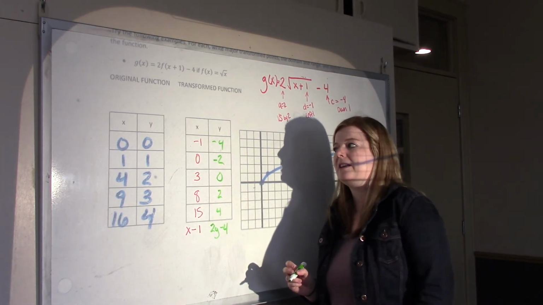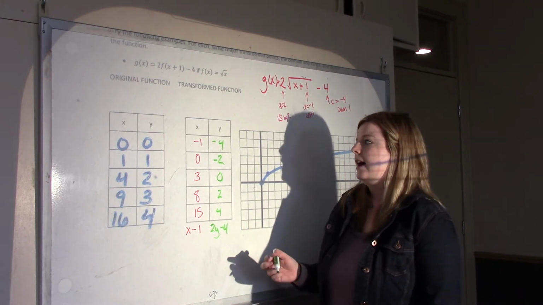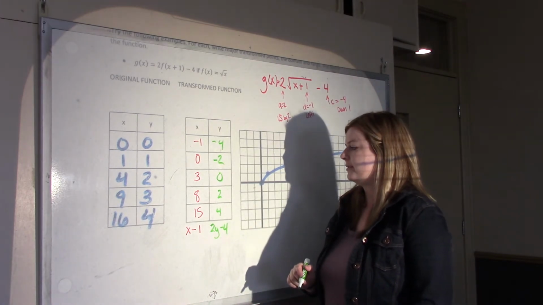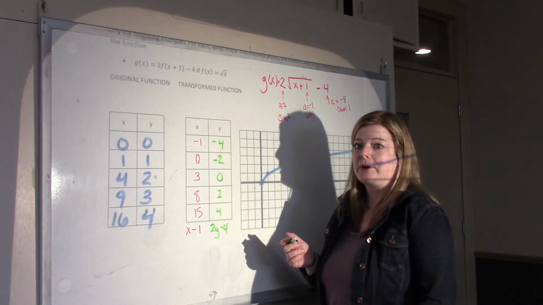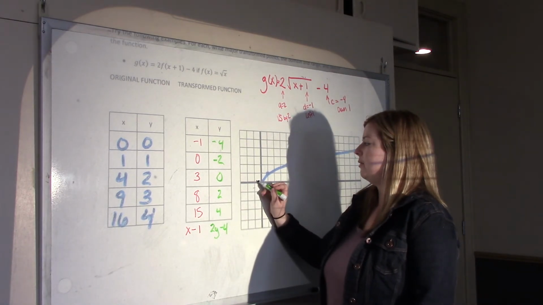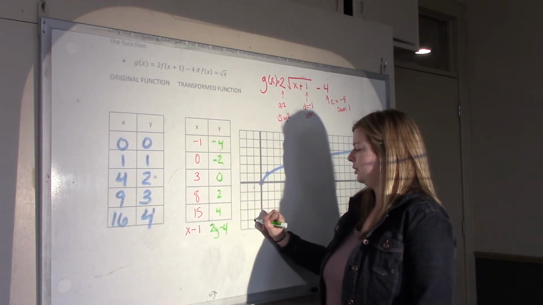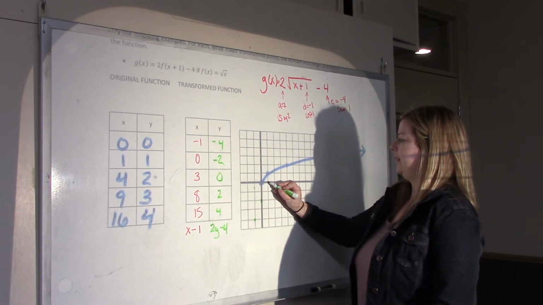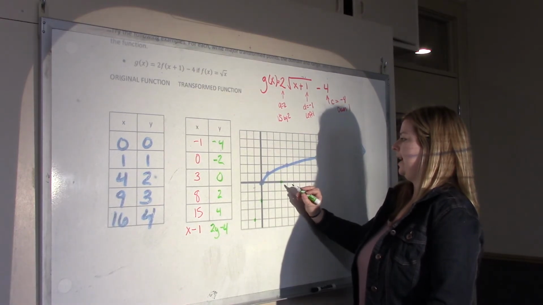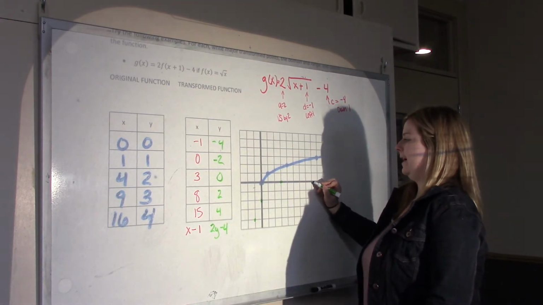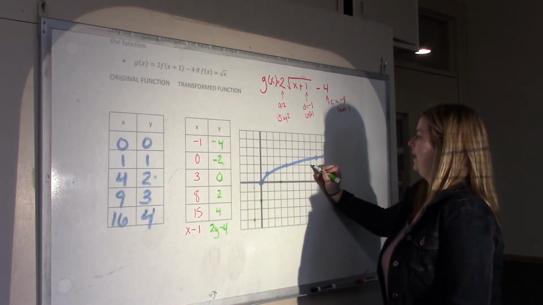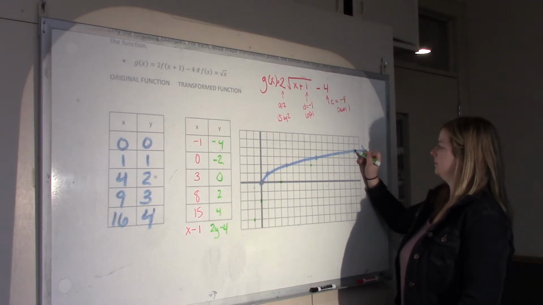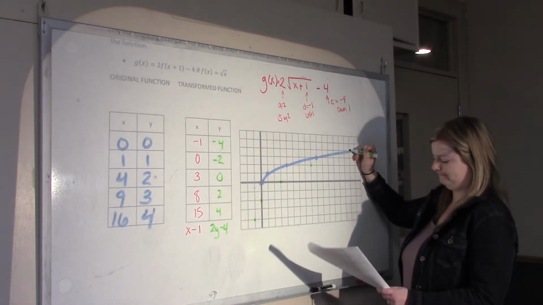So because we started with these nice integer values, and we didn't have any weird fractions up here, we ended with nice integer values. So now you can just plot these points, and there you have it, your transform function. So negative 1, negative 4; 0, negative 2; 3, 0; 8, 2; and 15, 4. Oops, swap over here.